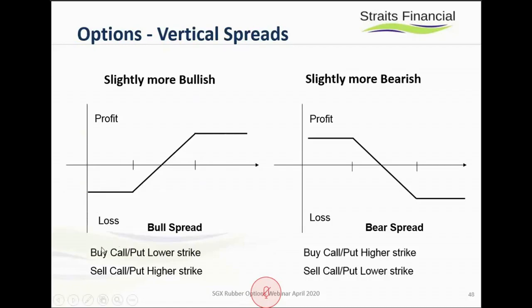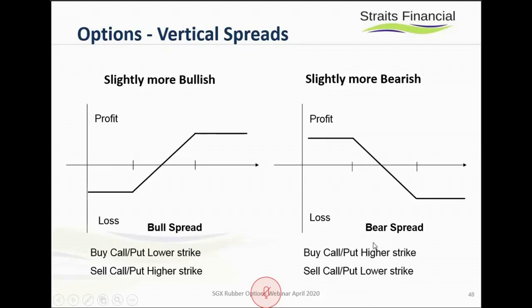Why? Because when you buy a call or a put, you pay premium. Then you sell a call or put, you receive premium. So your net cost of the premium can be zero. Okay? It can be a zero cost option, or you can pay a small amount of premium only. So if you are slightly more bearish, it's still a directional play. Then you buy a call at a higher strike price, and you sell a call or put at a lower strike price. We call it a bear spread.